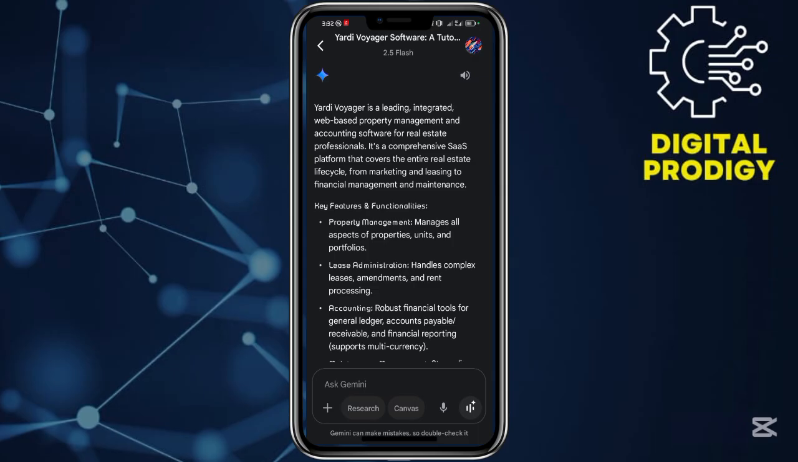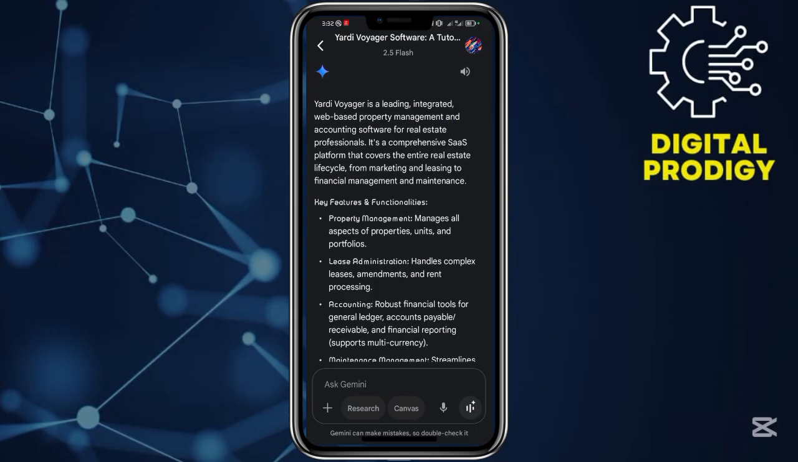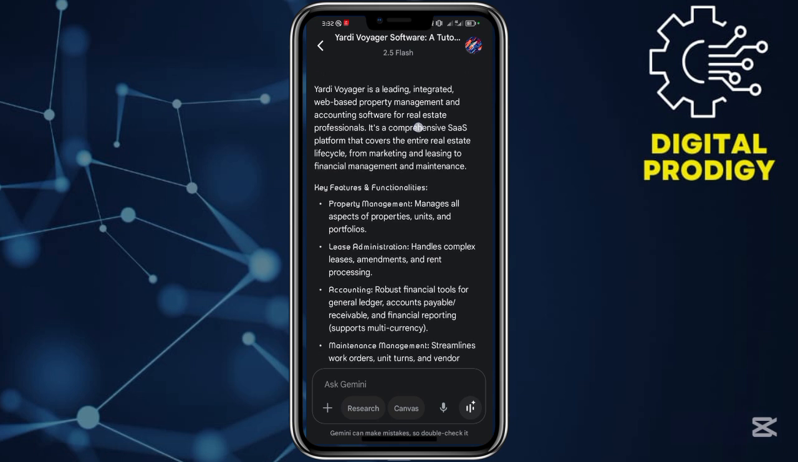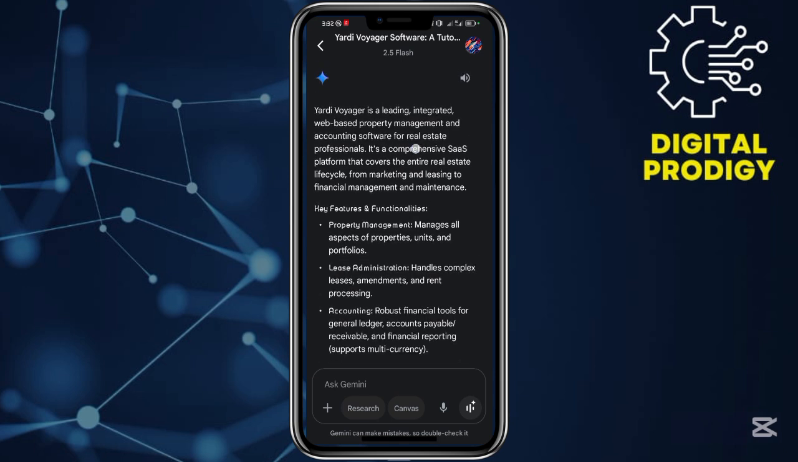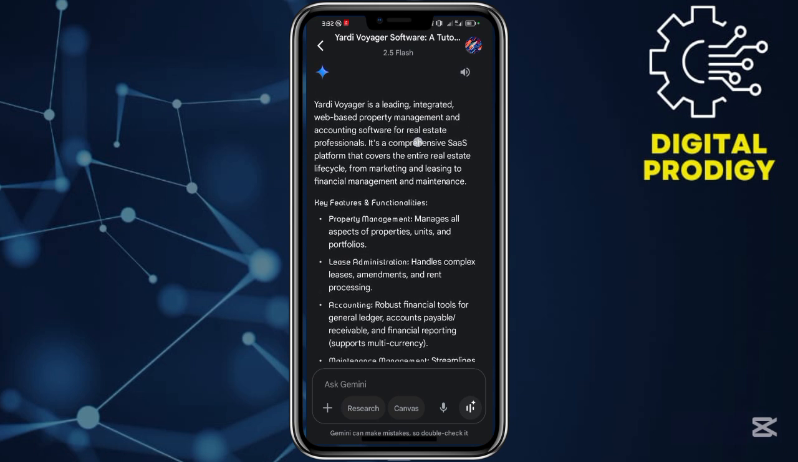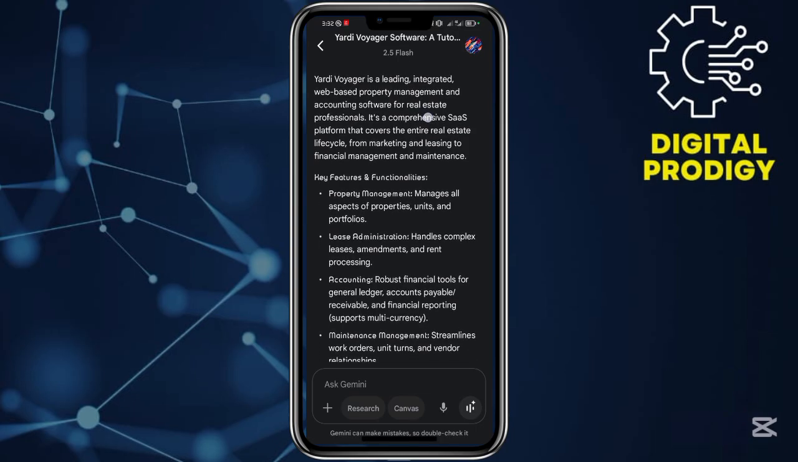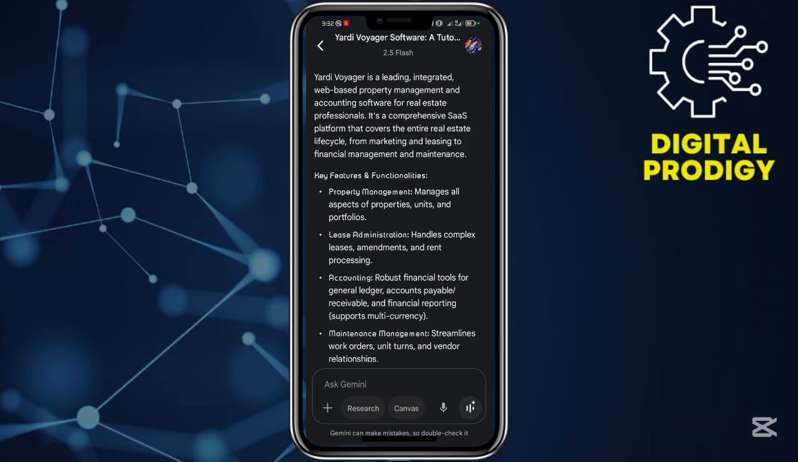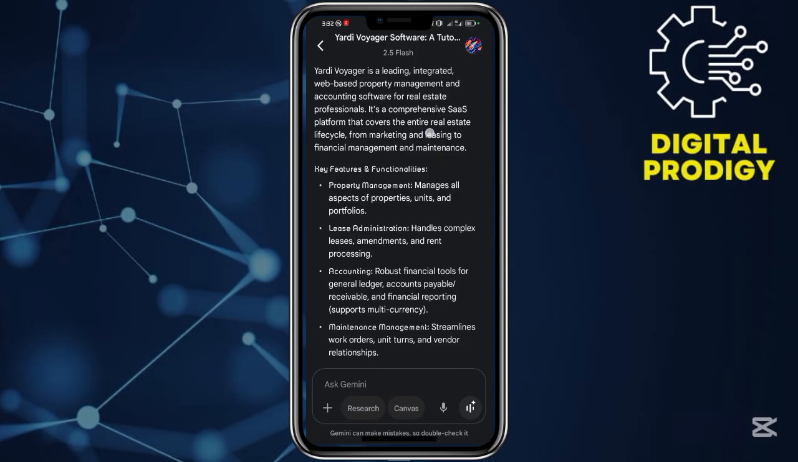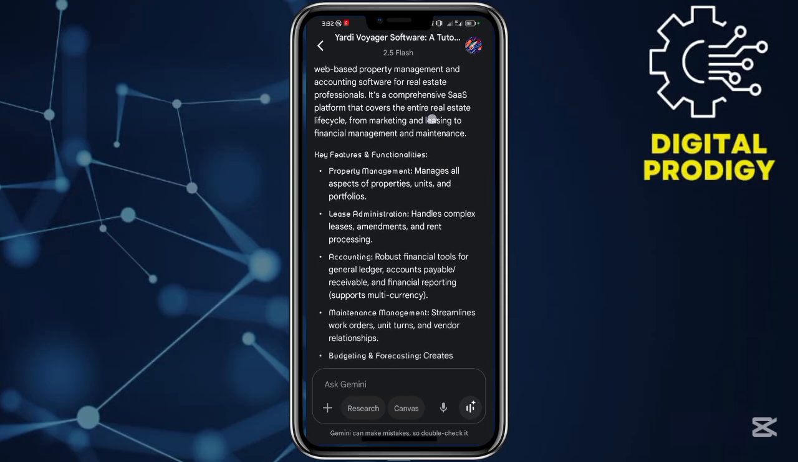Alright, so as you can see here, Yardi is a leading integrated web-based property management and accounting software for real estate professionals. So this means, guys, if you're dealing in the real estate business, then you should use Yardi Voyager for accounting your business. Okay, so this platform covers the entire real estate life cycle from marketing leading to financial management and maintenance.